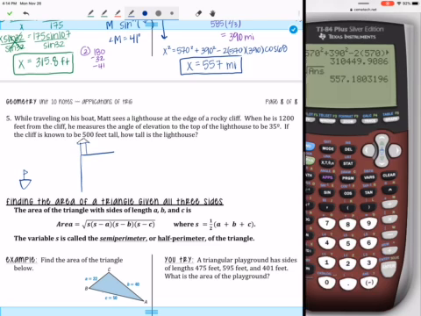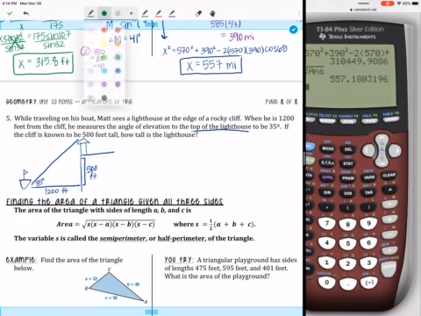When he is 1,200 feet from the cliff, the measure of the angle of elevation to the top of the lighthouse, so all the way up, is 35 degrees. If the cliff itself is known to be 500 feet tall, then the question is, how tall is just the lighthouse?